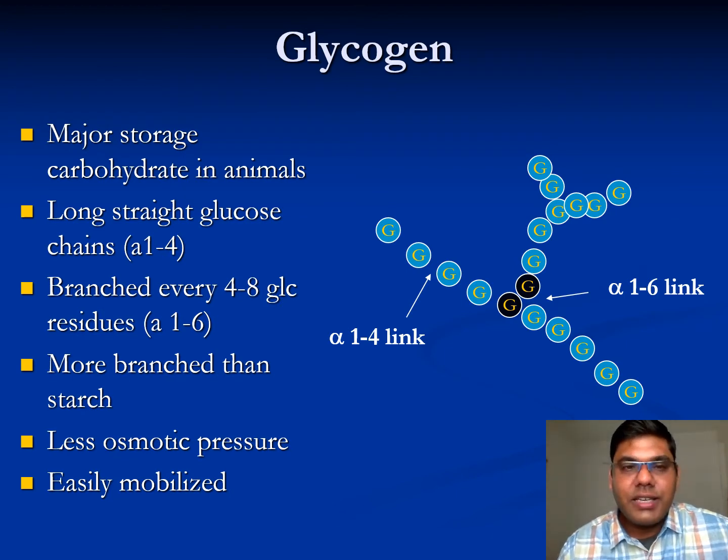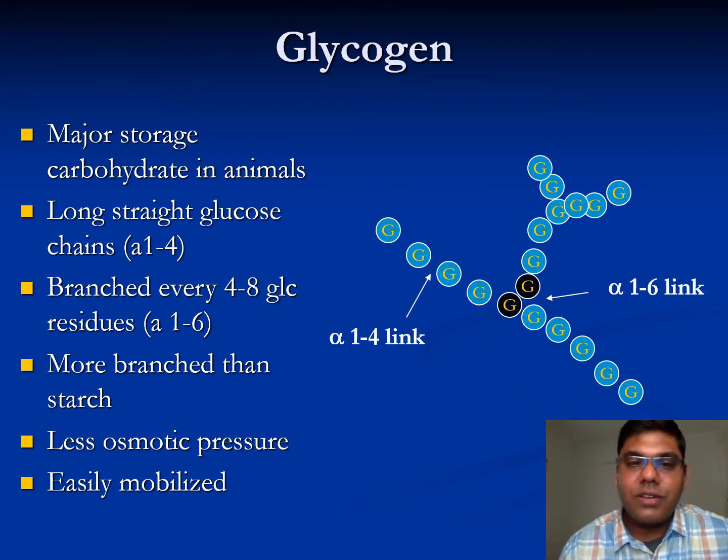So the next is glycogen. Unlike starch, glycogen is the animal storage carbohydrate, which you find in the liver and the muscles. So the major storage carbohydrate in animals is glycogen, and these are linked also by alpha 1,4 linkage. But unlike starch, wherein after 24 to 30 units of glucose there is one branch point, here we have an alpha 1,6 linkage every 4 to 8 glucose residues.